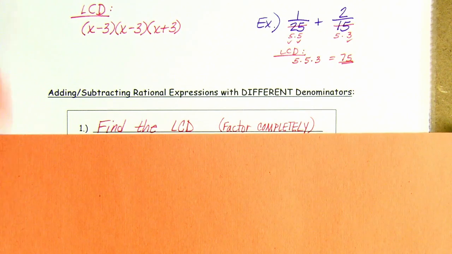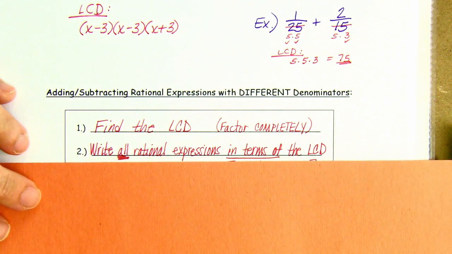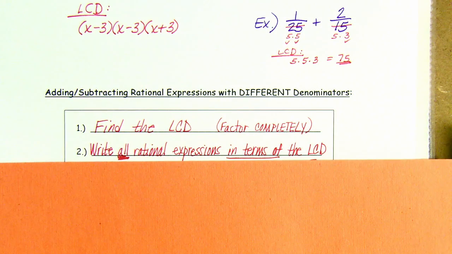So what you're going to do first is find the least common denominator. You must factor everything completely. Number 2, we're going to write all of the rational expressions in terms of the LCD.